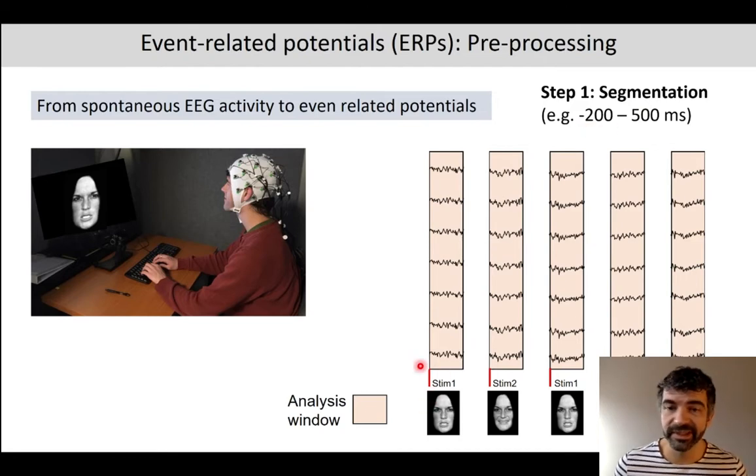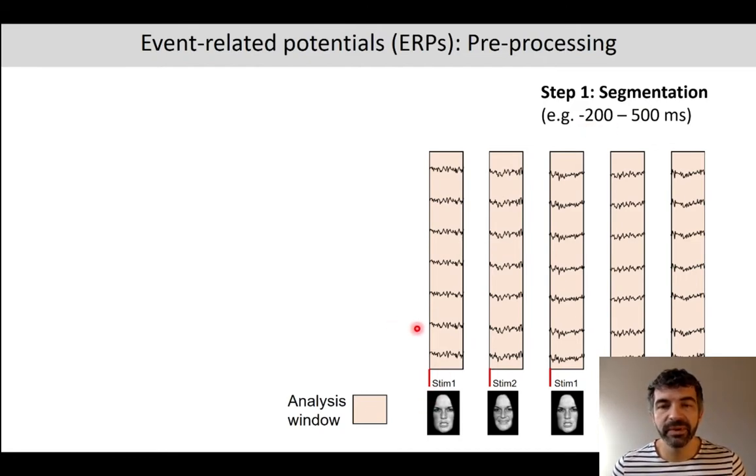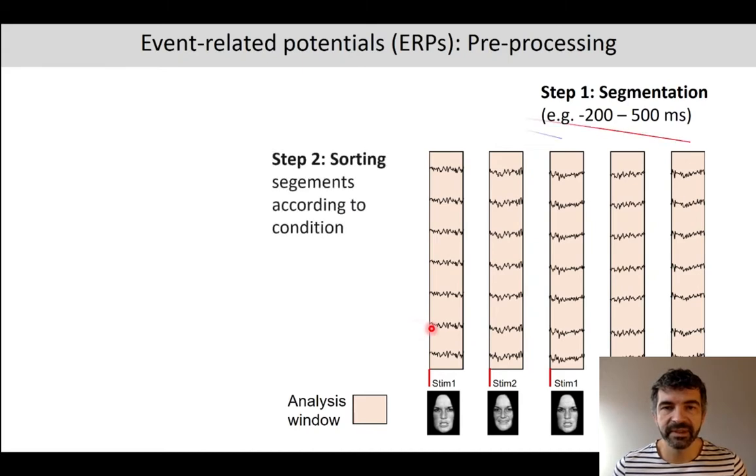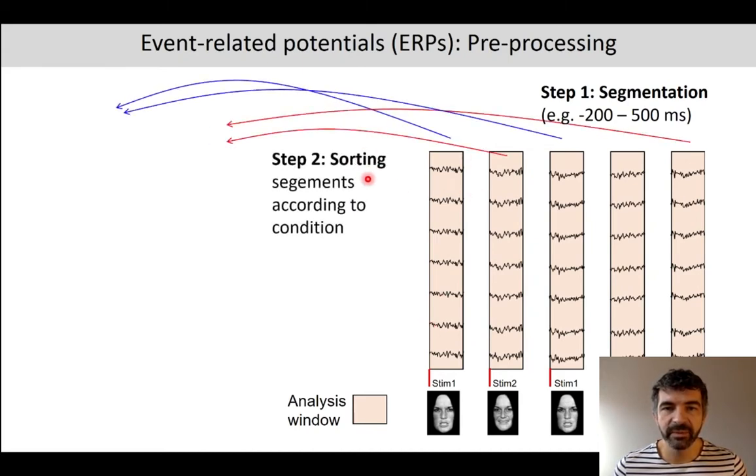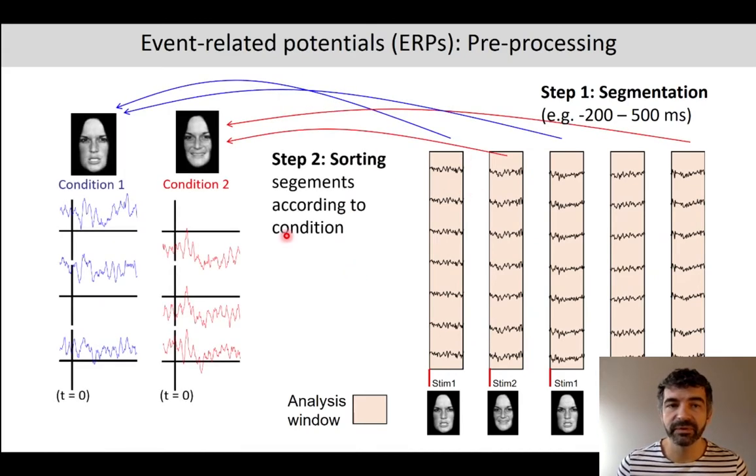So what we do then as a next step is we sort these segments according to the condition. So for example, if we're only interested in angry and happy, we can sort these. So each row here is an individual trial, and then you can basically sort them into these two conditions, and then you have a bunch of trials that belong to each condition.